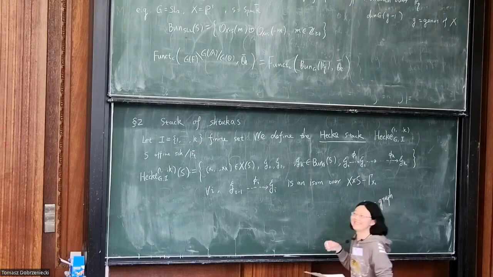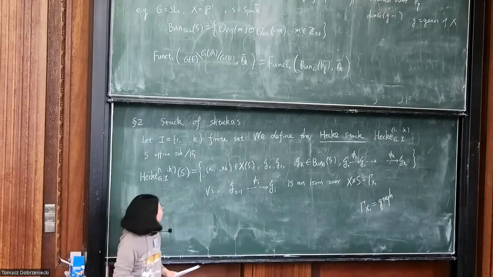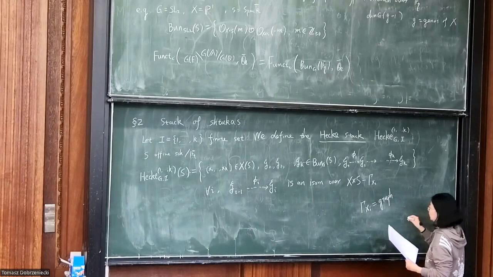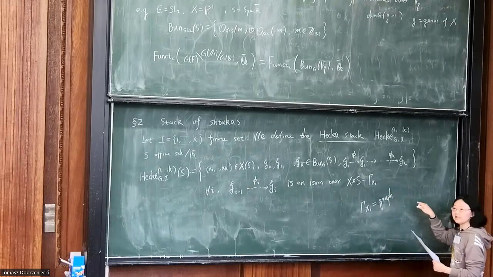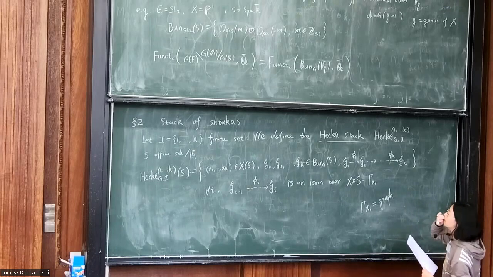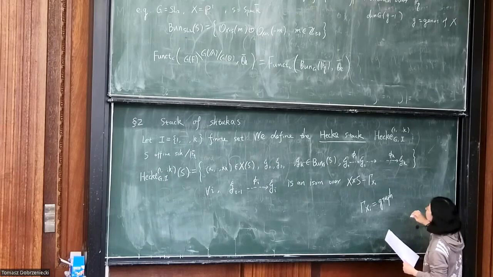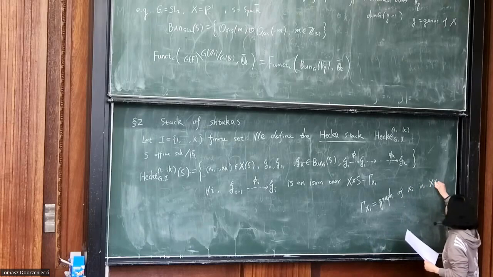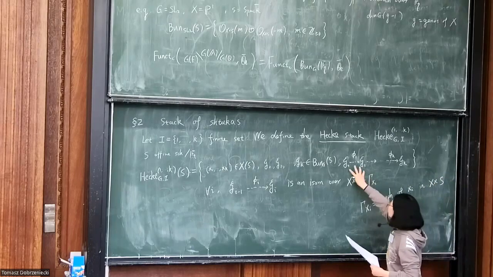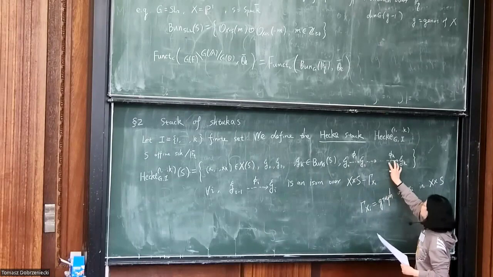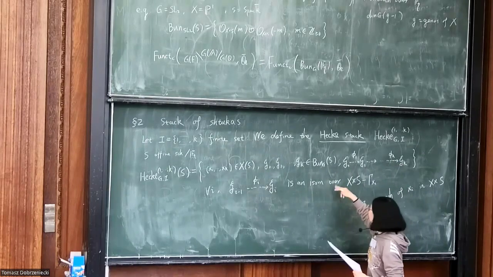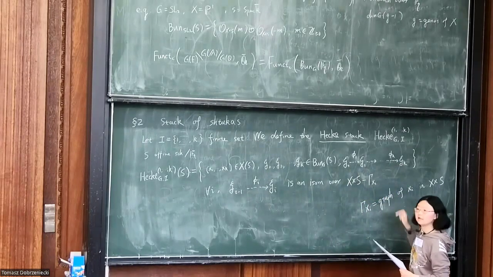I will finish this and then you tell me. And this is the graph of x_i in X times S, which means that this modification is an isomorphism outside x_1, this modification outside x_2, this modification outside x_k. So each time a modification is an isomorphism outside the corresponding leg.